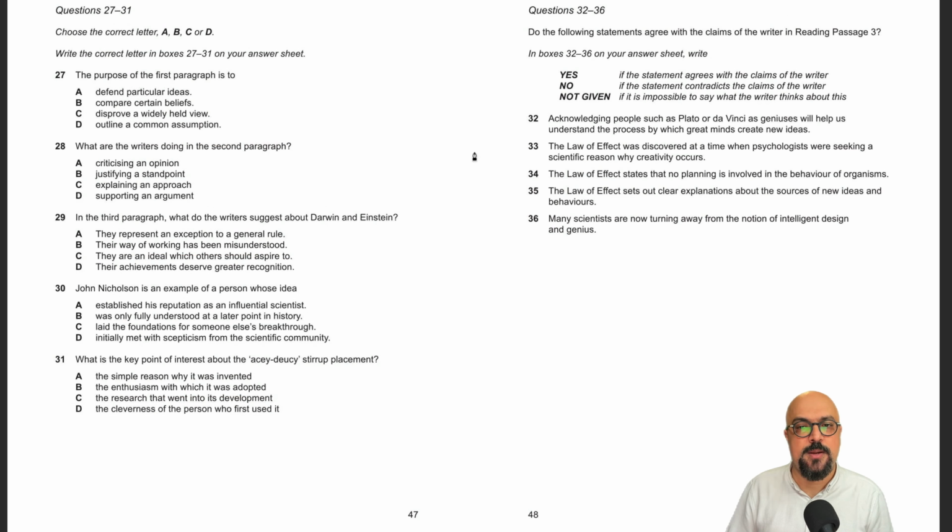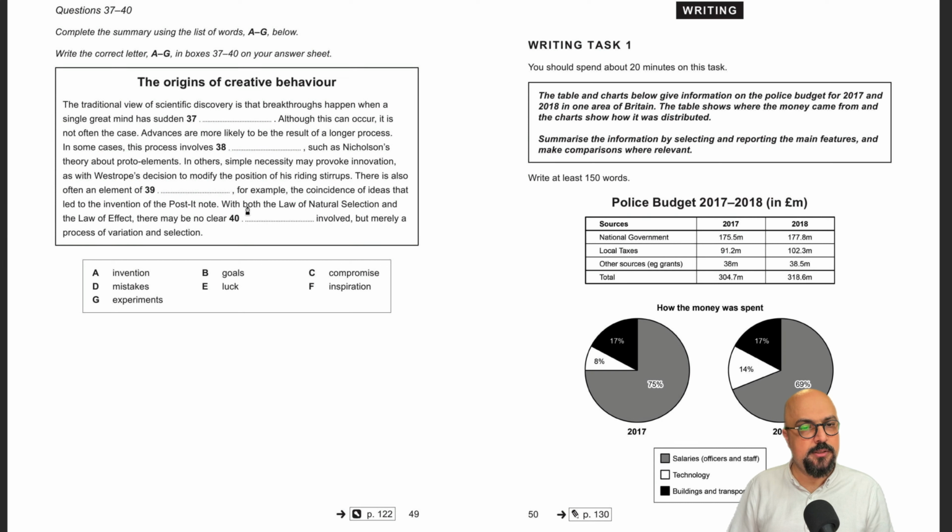Next, there'll be questions. Now I care about the questions that follow. It's best to take a look at all the questions that follow and make sure you know which types of questions they are. Like this one, these are multiple choice questions. We have yes, no, not given questions. And we have a summary task with a box of words to choose from.